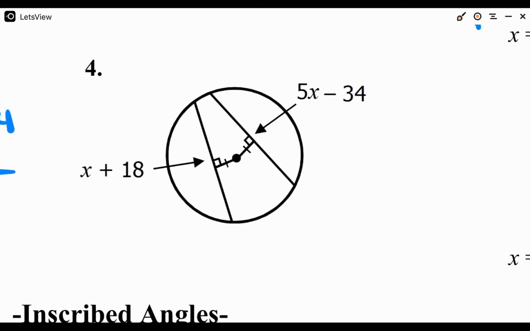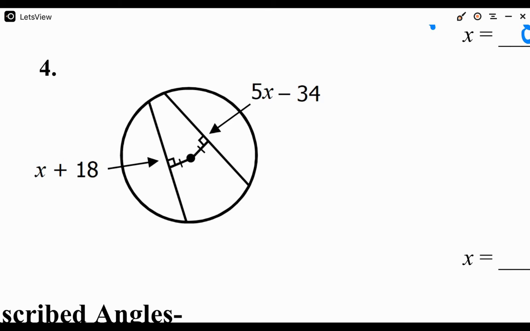Okay. Final review problem. Hopefully you guys are like, these are so easy. Well, they should be easy to review. Again, we have some perpendicular segments. That's what that right angle is for. We know that they're equidistant from the center. So these two chords are congruent.